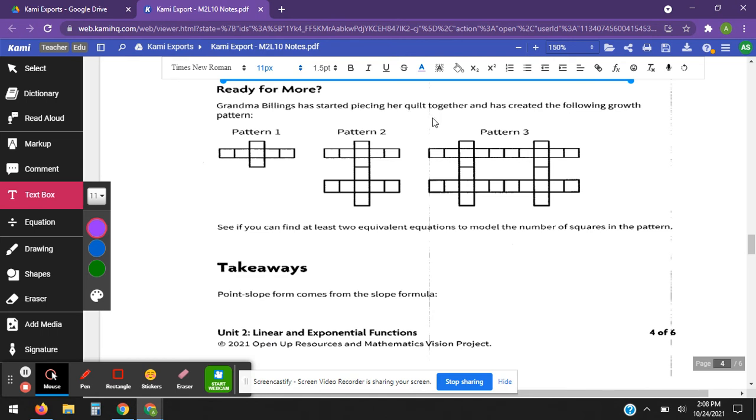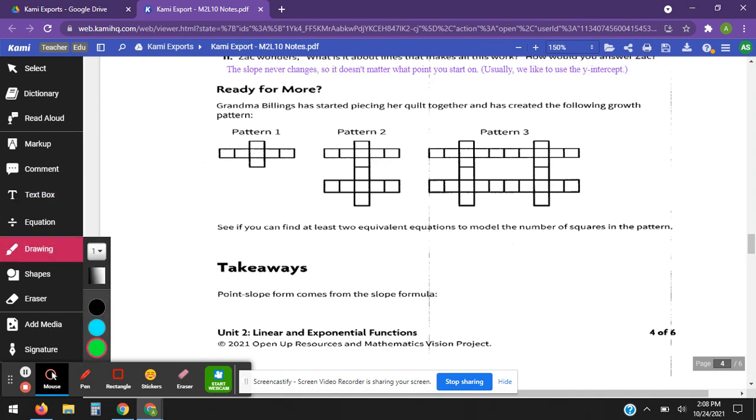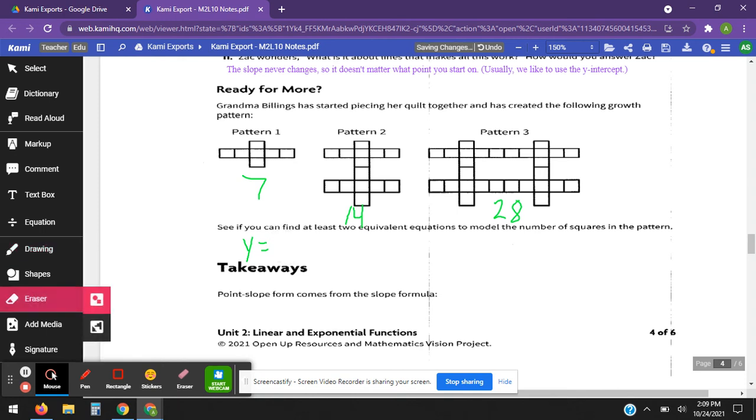Grandma started to piece her quilt together again, and she's done this kind of growth, which if you are noticing, here's our geometric. Pattern 1 is 7, pattern 2 is 14, and it's doubled again. So we've doubled it, which means y equals 2. Oh, wait, our starting point. So if we start with pattern 1, it's 7 times 2 to the n minus 1, because that's our first pattern.